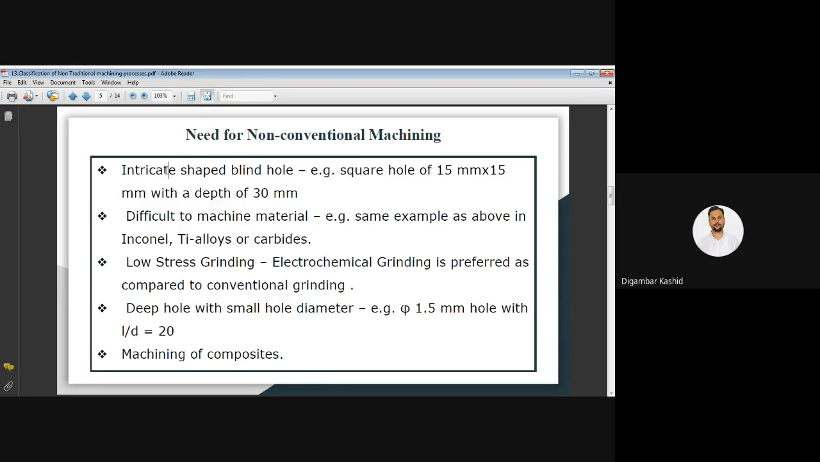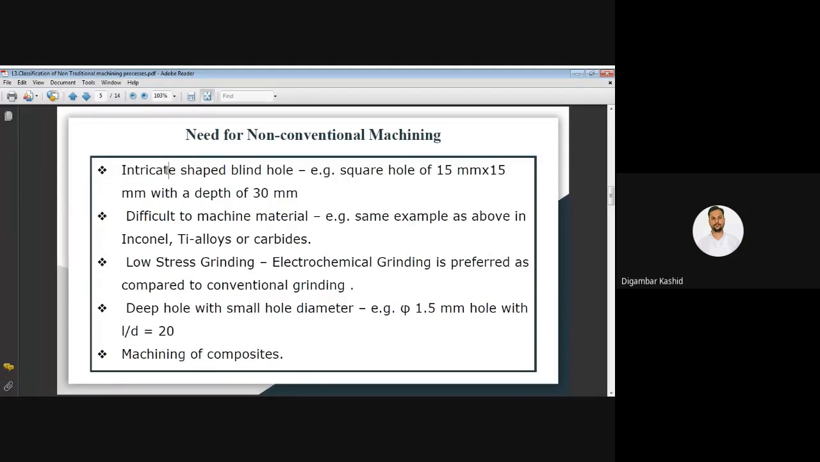Then there is low stress grinding. It is not possible using our traditional machining. Electrochemical machining can be used for grinding. Grinding by electrochemical machining is preferred for low stress grinding as compared to conventional grinding.